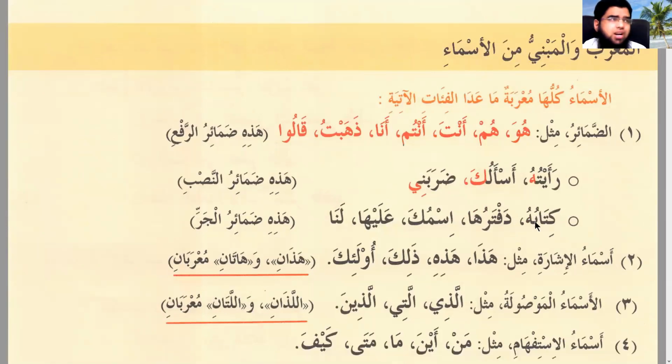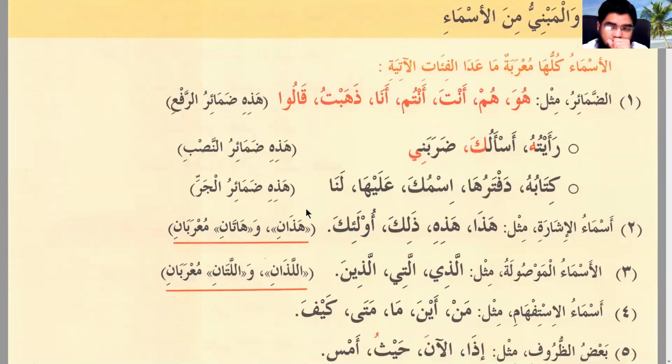Kitabuhu. This is jar, mudaf, mudaf ilayhi. So also fi mahalli jar. Daftaruha, her notebook. Ismuka, your name. Alayha, on her. All this is jar majrur anyway. When the pronoun joins a preposition, it becomes jar majrur. Lana, again jar majrur. These are the pronouns of jar. Remember, we talked about this in some lesson, right? They are damayr rafa, damayr nasb, damayr jar.